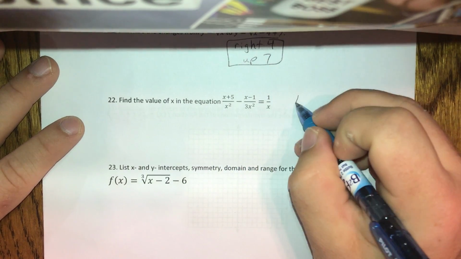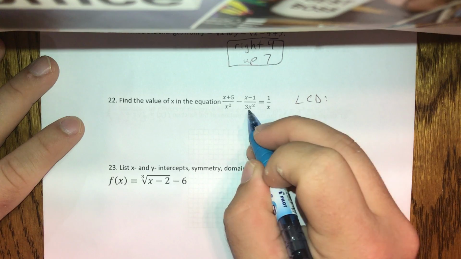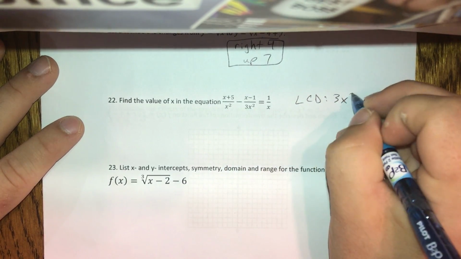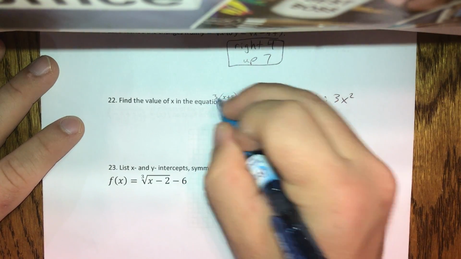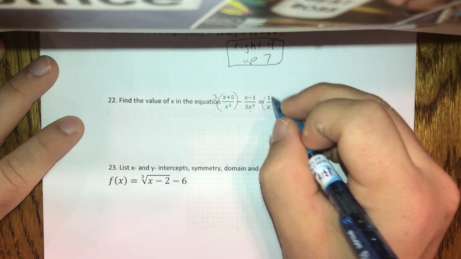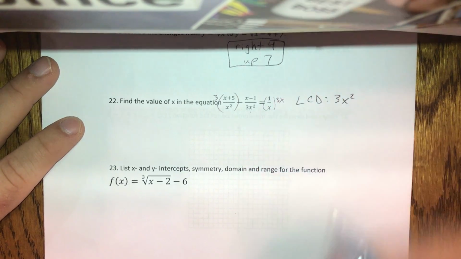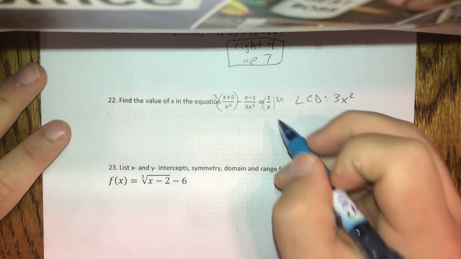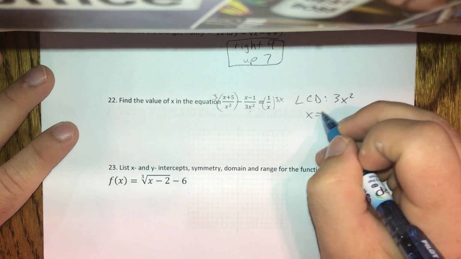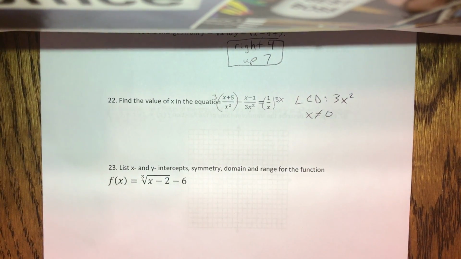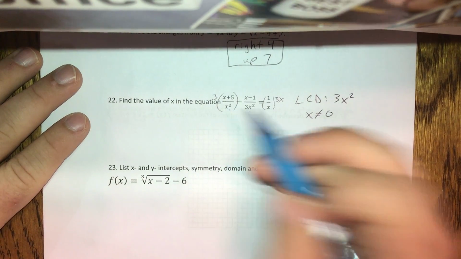This one we're going to solve for x. My LCD, we've got a 3 and x squared is going to be 3x squared. So this one needs a 3. This one's good, and this one needs a 3x. The bottom tells me that x cannot be 0. Any other value would be true, but I can't divide by 0.